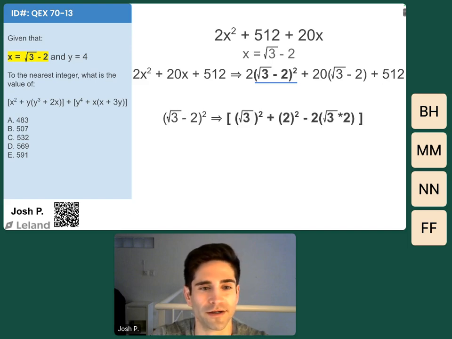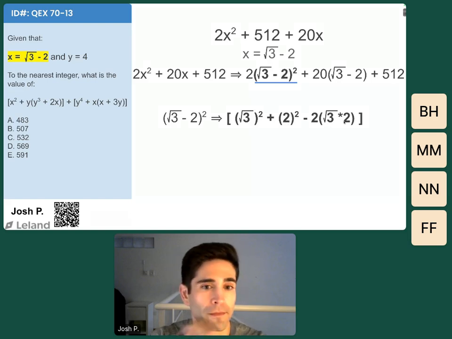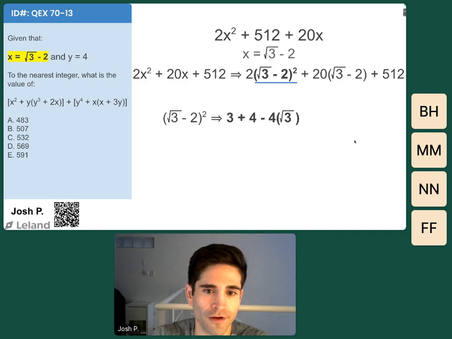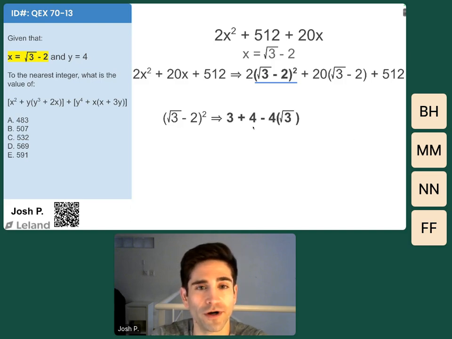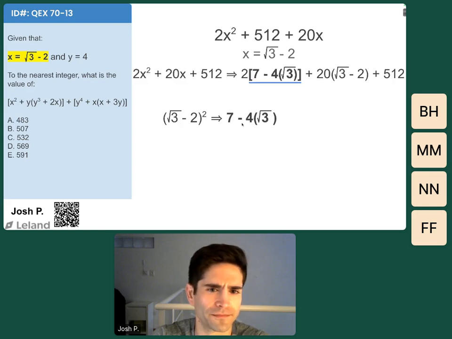When we square a term such as this, for example, a minus b, what we have is the first term squared plus the second term squared minus 2 times the first times the second term. So we have square root 3 squared plus 2 squared minus 2 times parentheses square root 3 times 2, which gives us 3 plus 4 minus 4 times square root 3. We input this over here. Basically, we're left with 7 minus 4 square root 3.